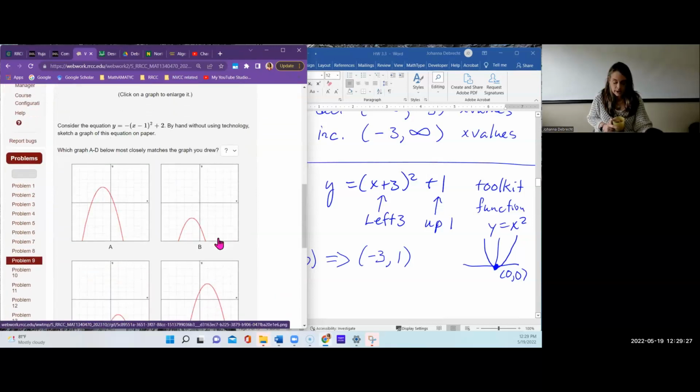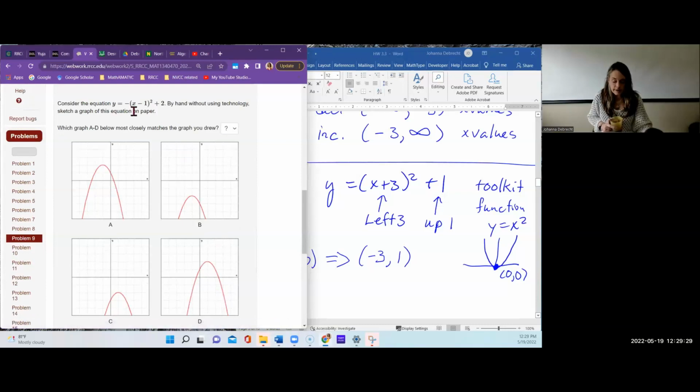Looking at this problem right here, we can see that we have several changes going on. We have a negative on the outside of the square, which means it's going to affect y. And because it affects y, it's a vertical reflection, which is going to fold on the x-axis. I know it's kind of opposite, but again, think of a vertical folding. Then we have a -1 inside the parentheses, which will be a shift left or right. Because it's -1, it's actually going to go to the right one. And then we have a +2, which is going to shift it up 2.